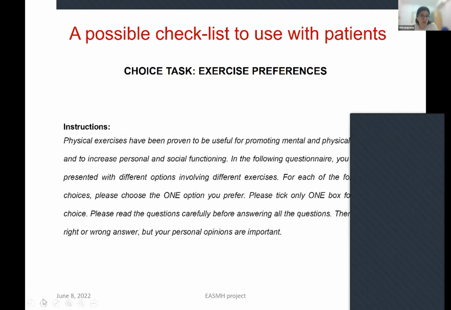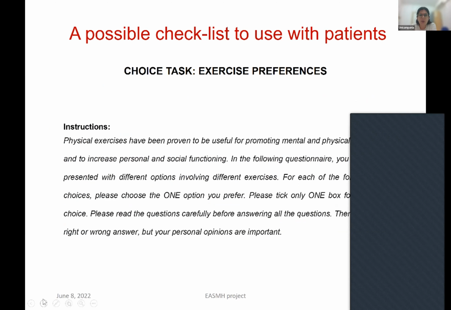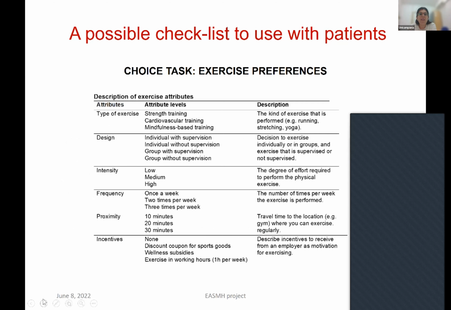As a part of this EASMH project, we have also performed a search of the literature, and I have identified this assessment tool that has been developed by some researchers working, I don't remember exactly where, but I guess in Northern Europe. They developed this questionnaire called the Choice Task Experience Preferences, an instrument that, according to me, is very, very easy and can also be very useful, because the questionnaire has a part of instructions, and then a table summarizing the most frequent types of exercise, design, intensity, and eventually incentives that can be provided.